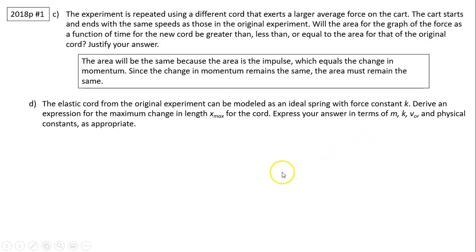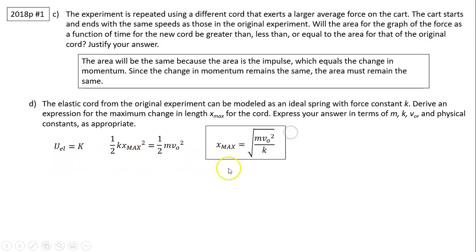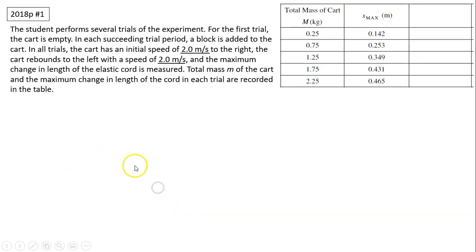So this is energy conservation. Originally, your cart has kinetic energy. Then as the cart moves, the cord is stretching until the cart stops. At that moment, all its kinetic energy has converted into elastic potential energy. So U_el equals K. From this equation, you can find x max.